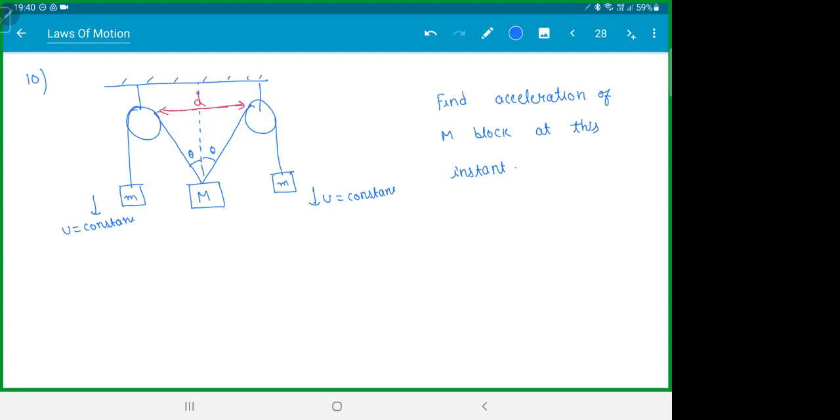Any answers? First, you have to find velocity. That is compulsory. And then you have to differentiate. You get d theta by dt. The theme is the same. Try. Leave another 1-2 minutes, and I'll show you.